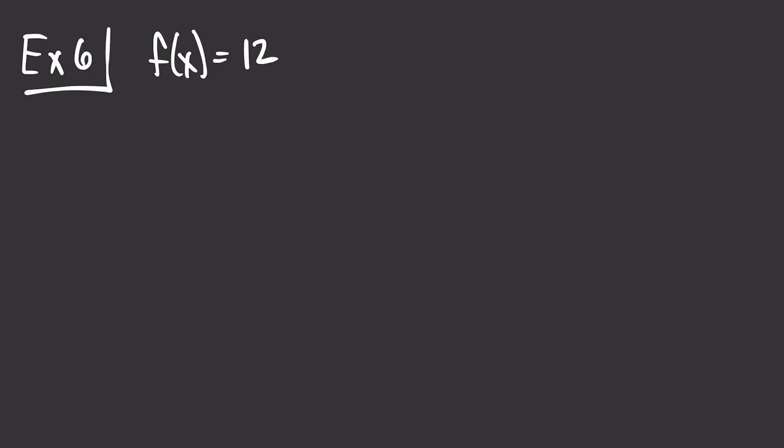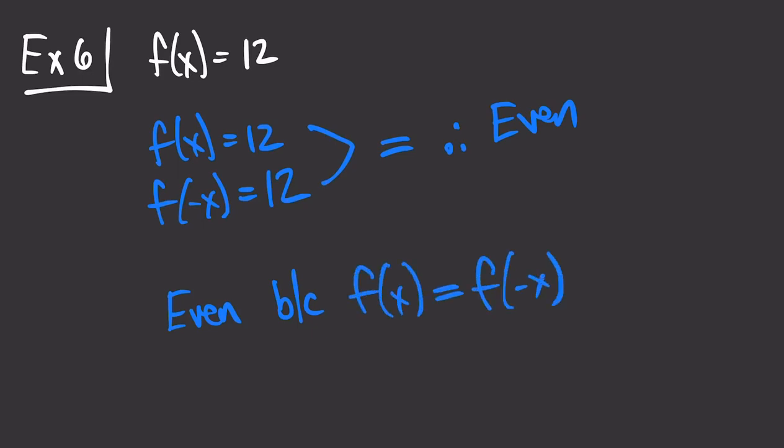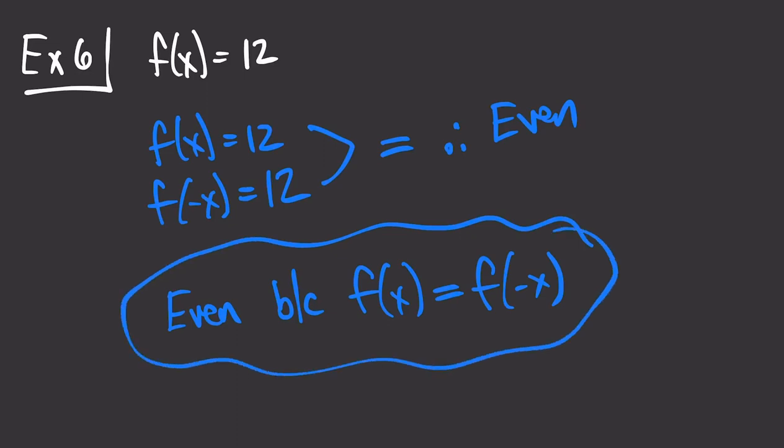Well, remember, this is kind of easy to do because if f of x equals 12, f of anything equals 12. You're not plugging in, so f of negative x also equals 12. So we are using variables. My results are equal, so I'm going to say equal, therefore my function is even. And for further explanation, I would say even because f of x equals f of negative x. So when you plug in an x and you plug in a negative x and you get the same thing, that means the function is even.